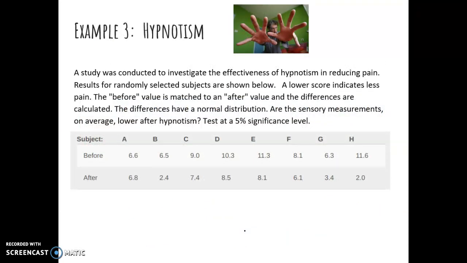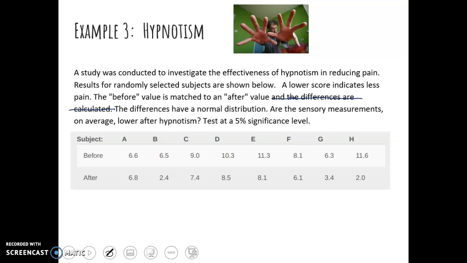Hypnotism. A study was conducted to investigate the effectiveness of hypnotism in reducing pain. Results for randomly selected subjects are shown below. So we have the subjects A through H, and then the before and the after, so you can tell that it's paired. A lower score indicates less pain. The before value is matched to an after value. The differences have a normal distribution. Are the sensory measurements on average lower after hypnotism? Test at 5% significance level.